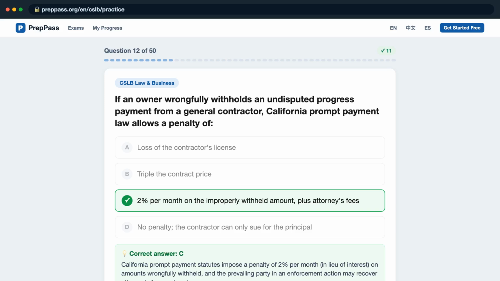The correct answer is C. California prompt payment statutes impose a penalty of 2% per month, in lieu of interest, on amounts wrongfully withheld, and the prevailing party in an enforcement action may recover attorney's fees and costs.